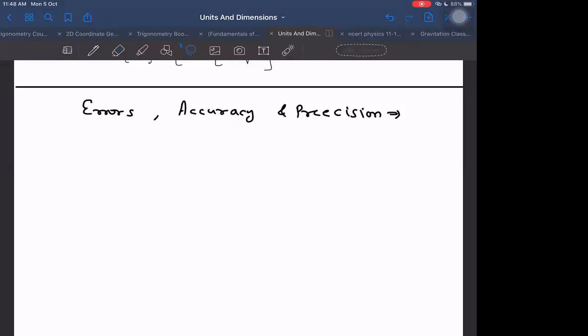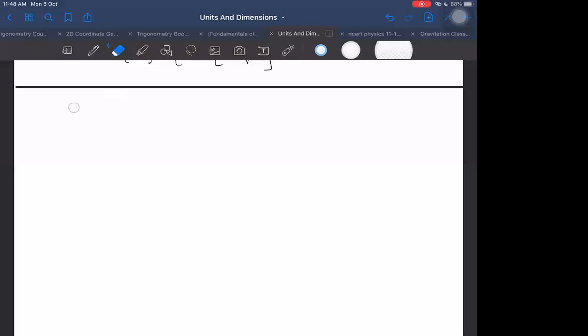So mainly, errors. How to define errors? Let us come to it. If any physical quantity A is there, and I want to measure it, let us say a simple quantity, I will start with a very simple example. Let us say I ask you to measure the time period of a pendulum. How will you measure the time period of a pendulum?